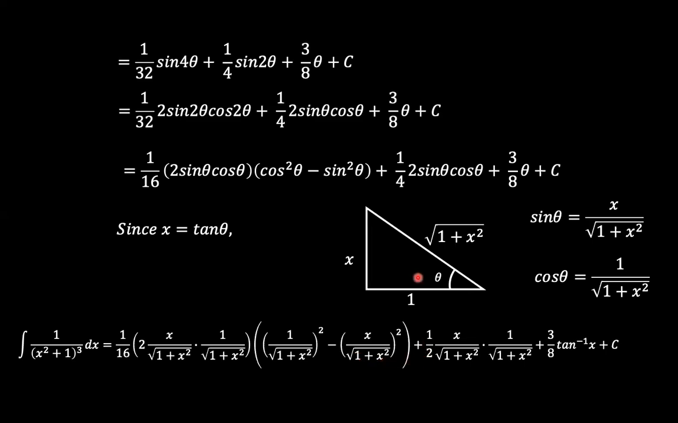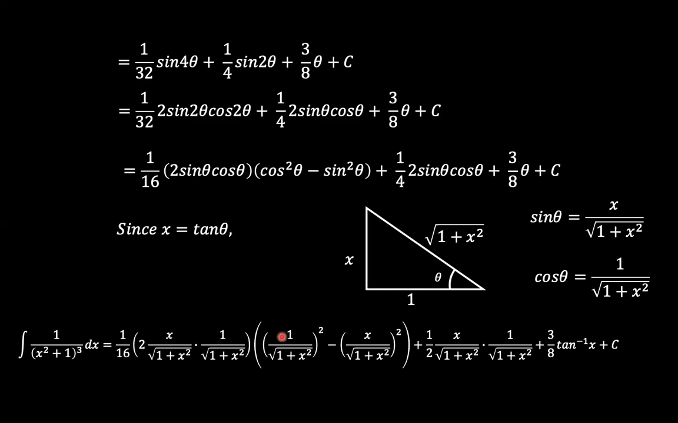And then plus 1 over 2, because this 2 cancels with the 4 here, so we have a half remaining there. A half times, in place of sine theta, x over the square root of 1 plus x squared. And then cosine theta becomes 1 over the square root of 1 plus x squared. And then plus, in place of 3 over 8 theta, we have 3 over 8 arctangent of x, since we said x is the same as tan theta here.